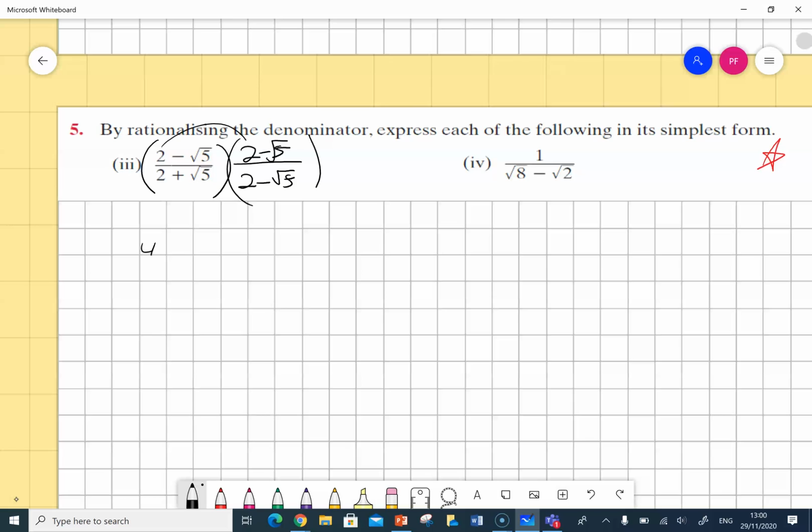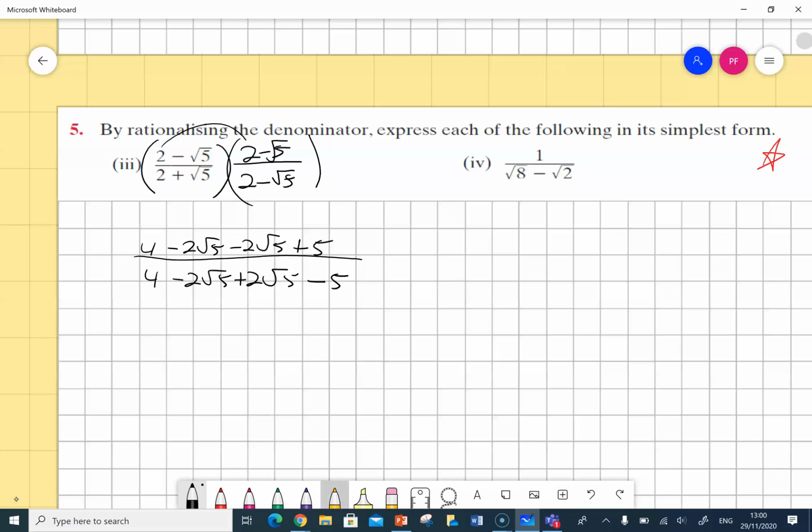2 times 2, 4. 2 times minus root 5 is minus 2 root 5. Minus root 5 by 2 is minus 2 root 5. Now minus by minus is a plus, and root 5 by root 5 is 5, the square root of 25, which is 5. On the bottom, 2 2s is 4. 2 by minus root 5 is minus 2 root 5. Root 5 by 2 is plus 2 root 5. And root 5 by minus root 5, it's a minus, and root 5 by root 5 is 5.